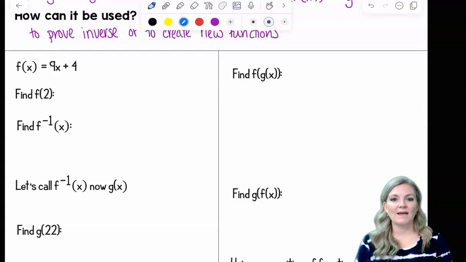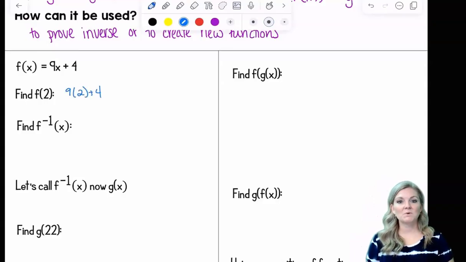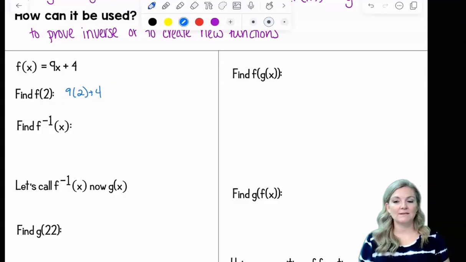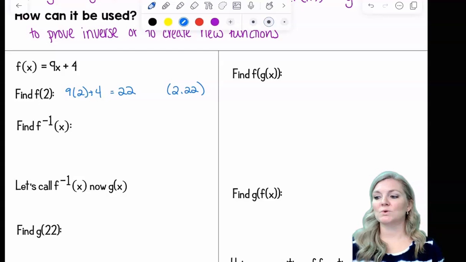So if I have the function 9x plus 4 and I want to find f of 2, that means I'm plugging in 2 into x. So that is going to be 18 plus 4, so that's going to be 22. So that means I have the ordered pair (2, 22).